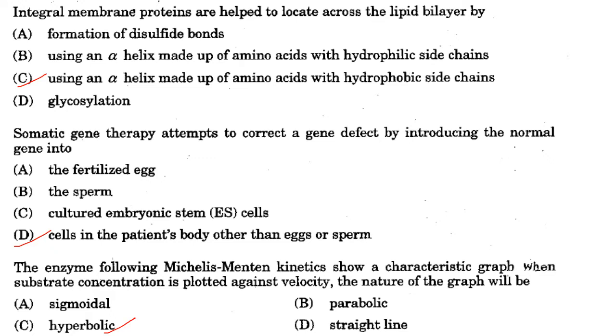Somatic gene therapy attempts to correct a gene defect by introducing the normal gene into the cells in the patient's body other than egg and sperm. So that is somatic gene therapy. The enzyme following Michaelis-Menten kinetics shows a characteristic graph when substrate concentration is plotted against velocity. The nature of this graph is hyperbolic. Answer is option C.